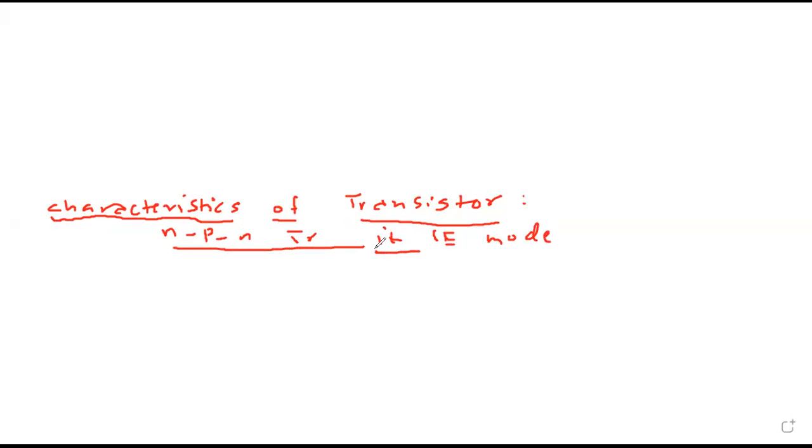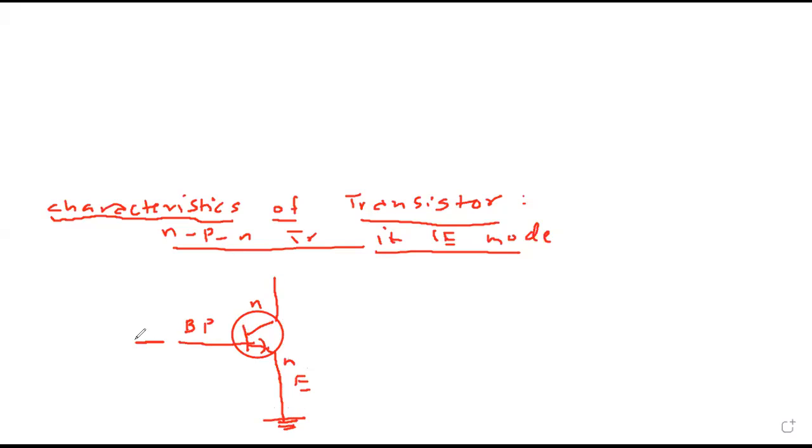NPN transistor in common emitter mode. Symbolic notation of transistor we are doing. N, P, N transistor. This is base. Emitter is earth.